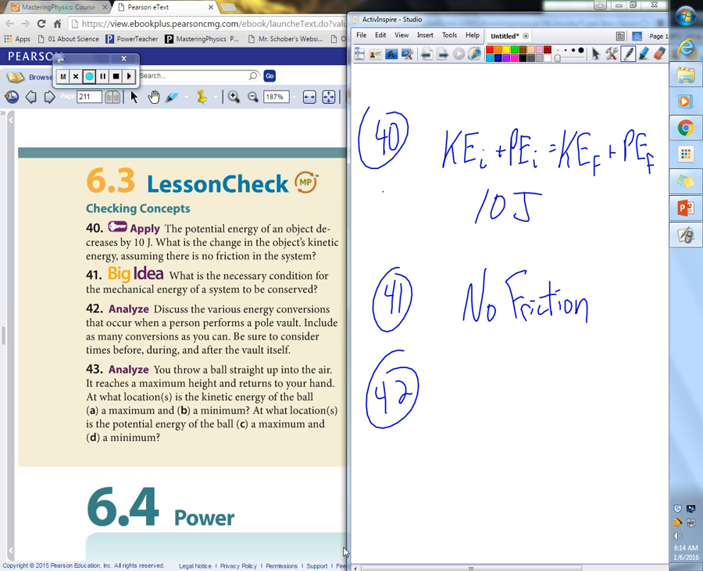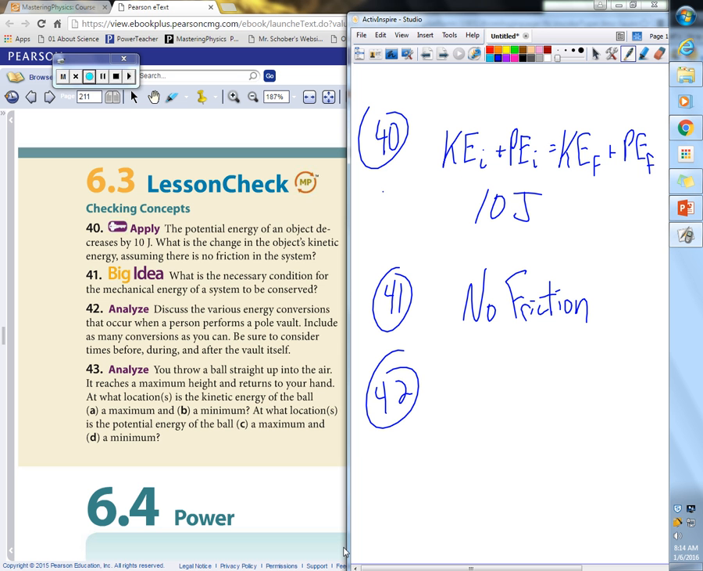42. It says, discuss the various energy conversions that occur when a person performs a pole vault. Include as many conversions as you can. Be sure to consider times before, during, and after the vault itself. So, this is actually a really good question. Very good conceptual question, because there are a lot of different energy conversions we talk about.